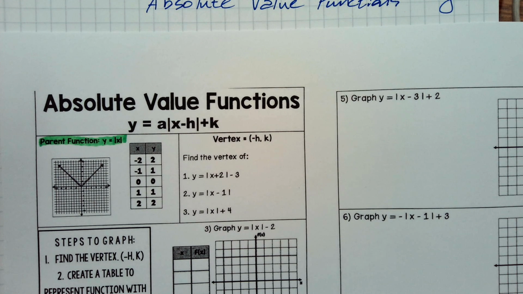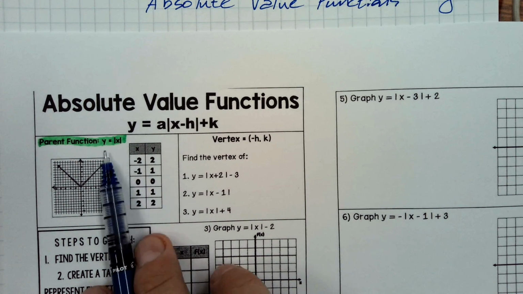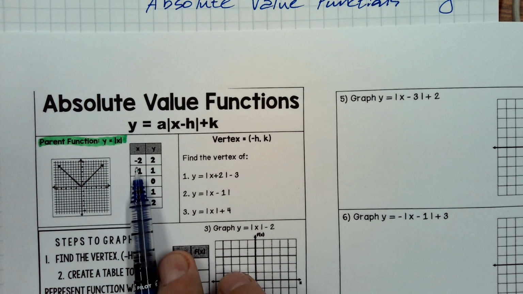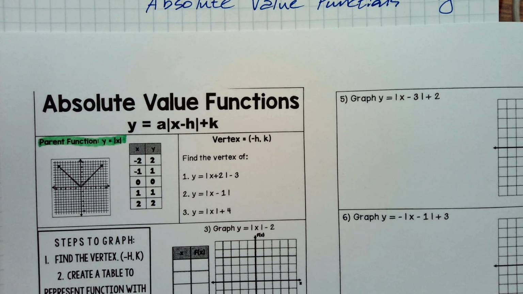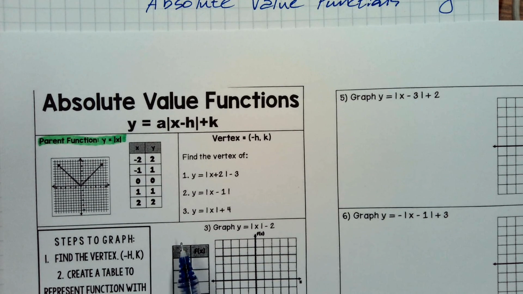Meaning, remember, it's a distance. How far is a value from 0? So it always results in a positive number. So if we have the parent function y equals absolute value of x, whatever you put in for x comes out positive. And because of that, look at the way the graph looks.